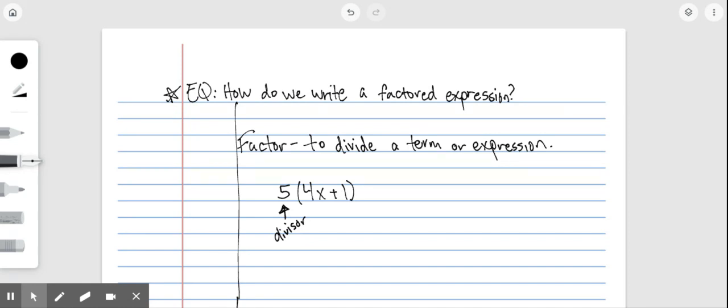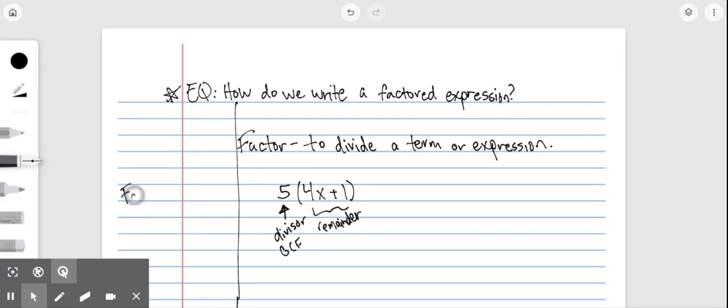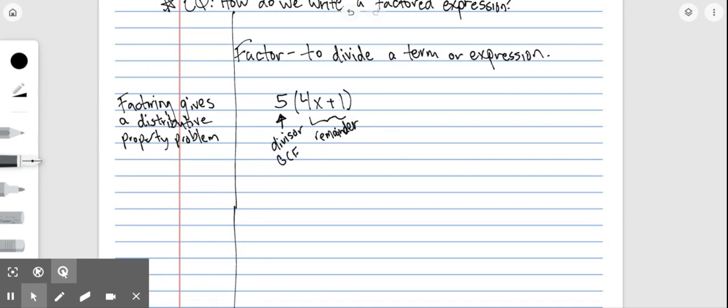This is the greatest common factor, the GCF. Okay, this stuff on the inside is what was left over afterwards. It's the remainder. It's what we couldn't divide anymore. Okay, so you'll notice that a factored expression looks a lot like what we start with when we have a distributive property problem. So factoring gives a distributive property problem. So it looks like distributive property.